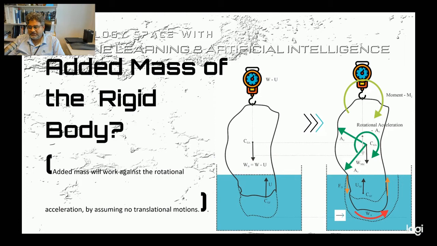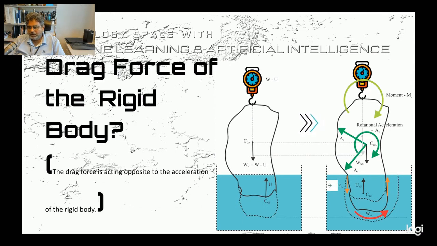In these situations, we are assuming that there is no translational motion of the rigid body. Otherwise, this added mass application could be somewhat more complex. And similarly, the drag force will act on this rigid body against its acceleration conditions. Here we are more focused on the rotational acceleration conditions of the rigid body, but there can be effects coming out of the translational acceleration conditions also.